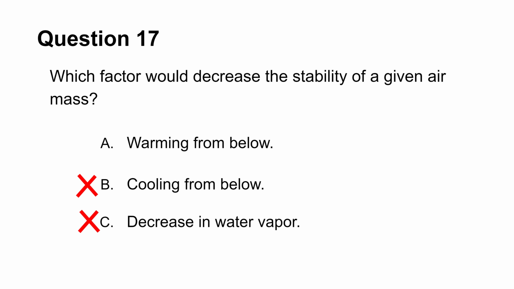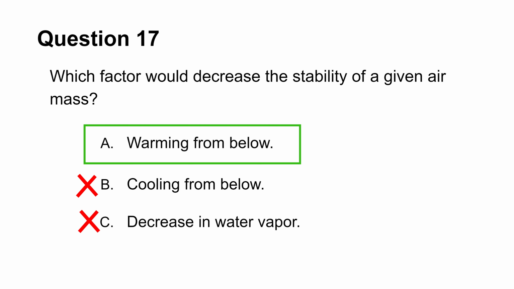Choice C would have been correct if it was phrased increase in water vapor. On the other hand, warming from below would make an air mass at the surface less dense and prone to vertical movement. Hence, atmospheric stability goes down with it, making choice A the answer.